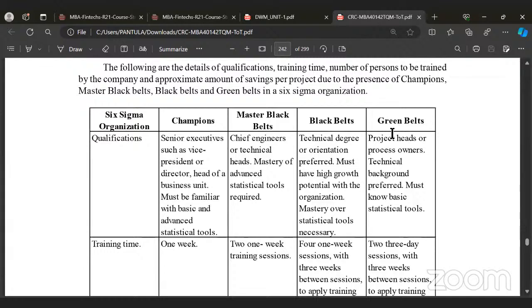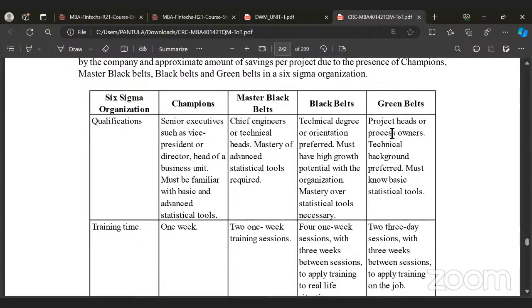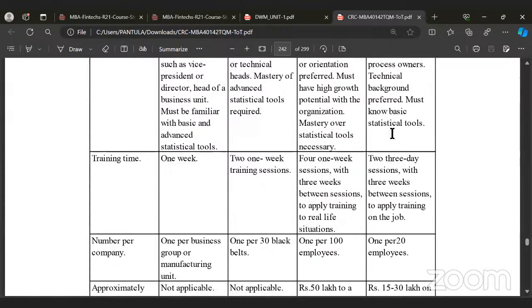So the qualifications: senior executives such as vice presidents, directors, heads of business units must be familiar with the basic and advanced statistical tools. Master black belt: chief engineers, technical heads, who need to learn advanced statistical tools. Black belt: technical degree preferred, must have high growth potential, must be well versed in the statistical tools necessary. Green belt: project heads and process owners, technical background preferred.